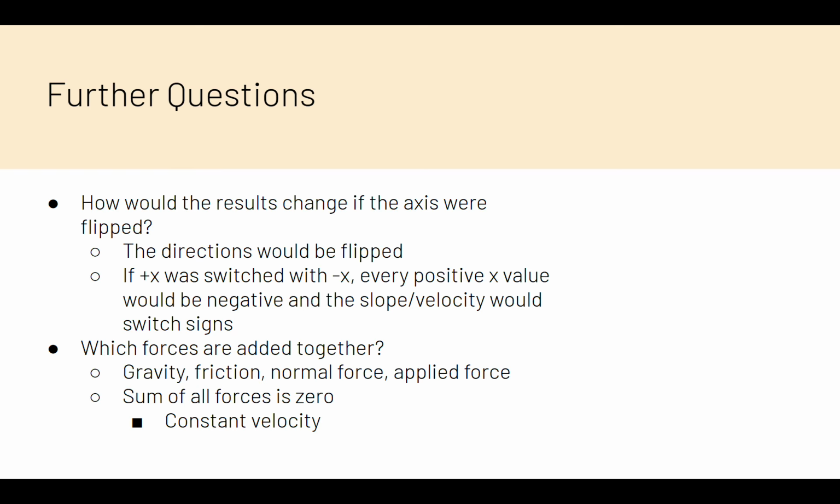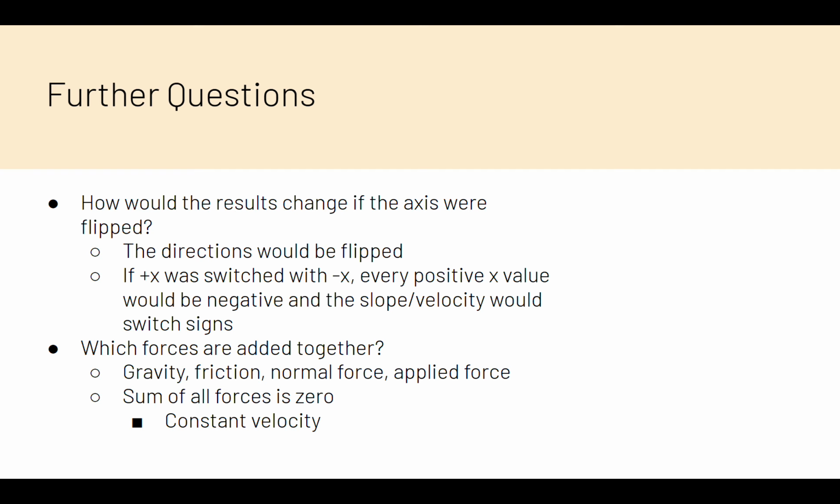Further questions. How would the results change if the axes were flipped? So if the axes were flipped, the directions would be flipped. Every positive x value would become a negative x value and vice versa, and the slope/velocity would switch signs, and the position would switch signs.